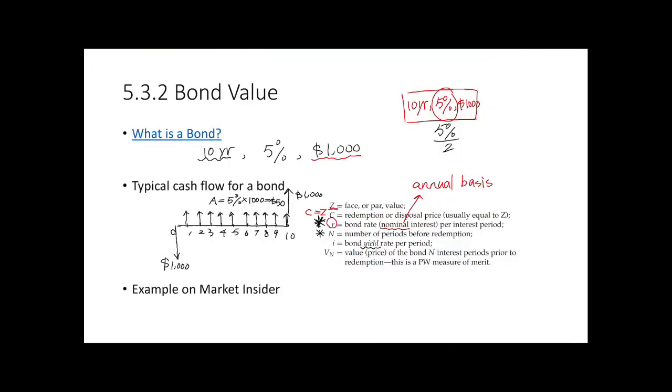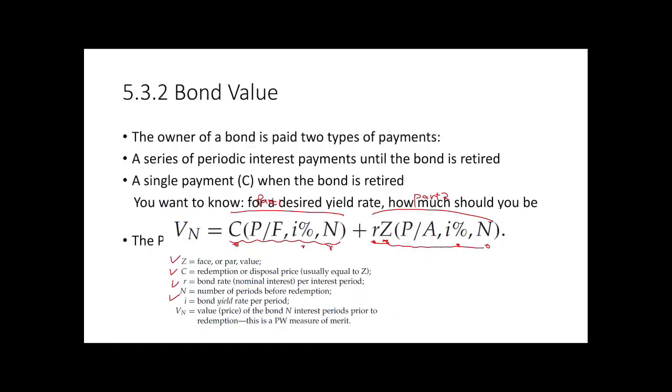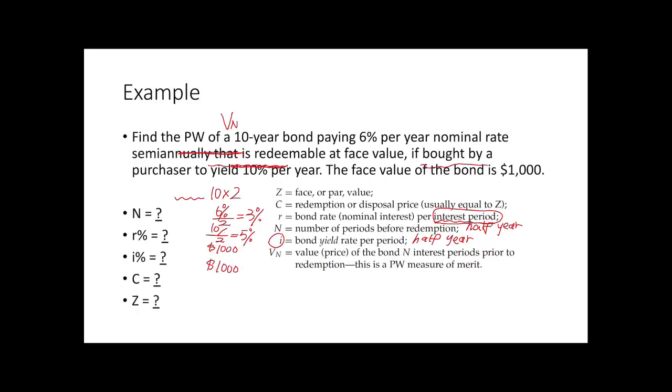And then we learned the bond rate, the bond value. Okay, the bond concept, you want to understand the meaning of all these terms. What is Z? What is face value? What is C? Redemption? What is R? The N and I? And how do you calculate VN? And this is the formula you use to calculate the worth, the value of that bond.